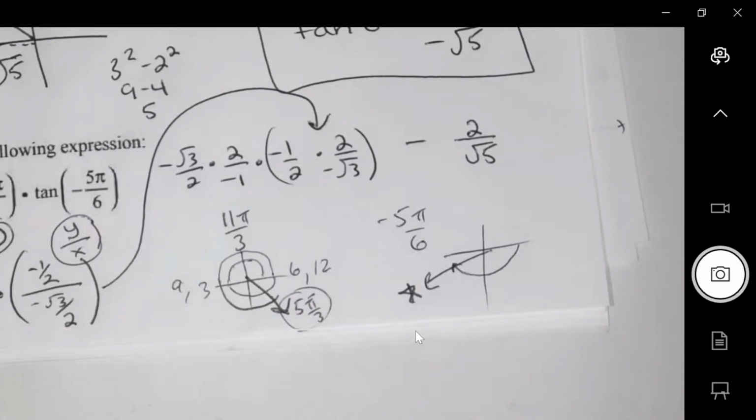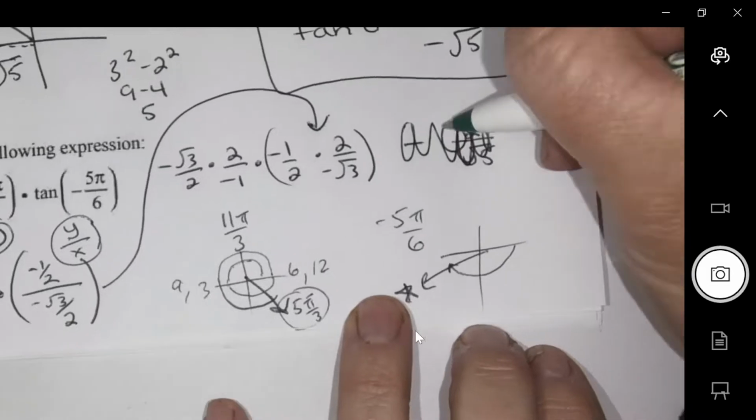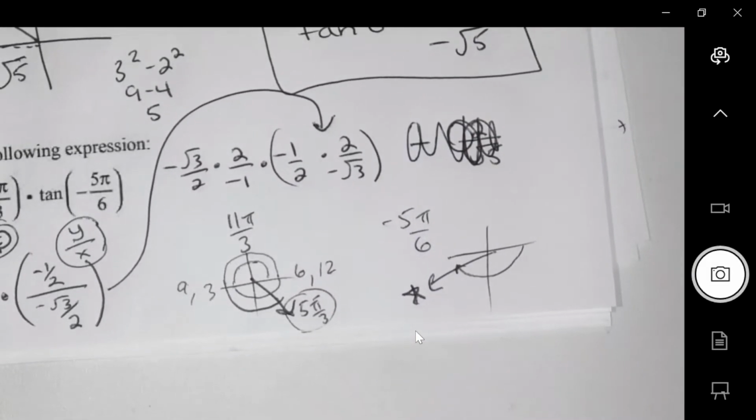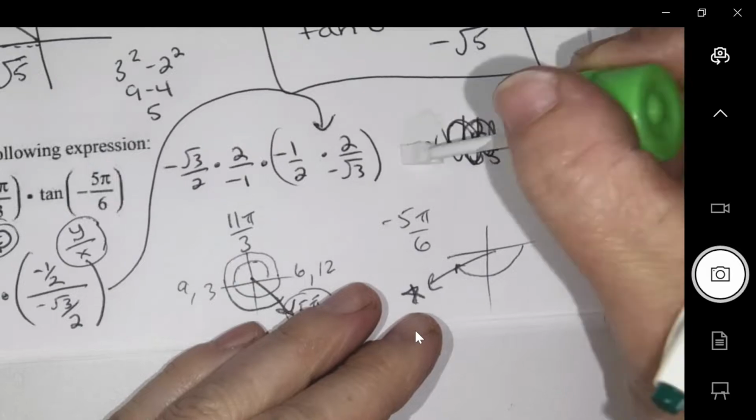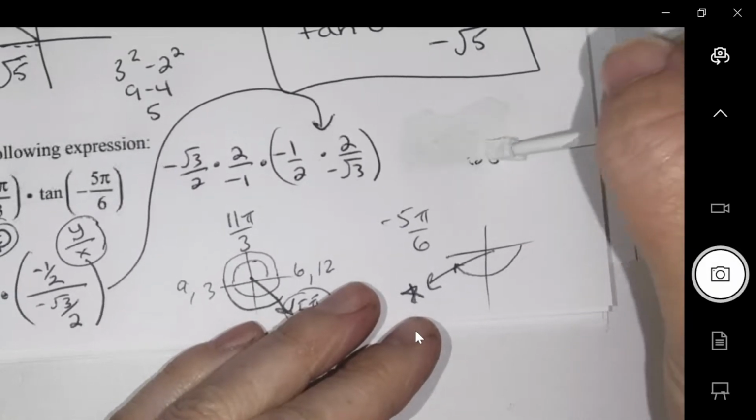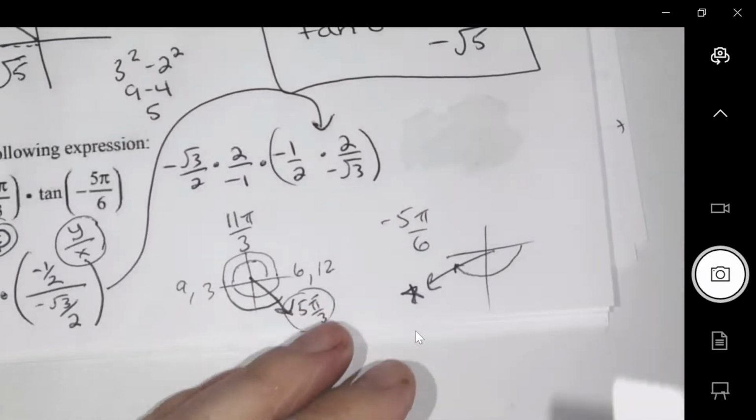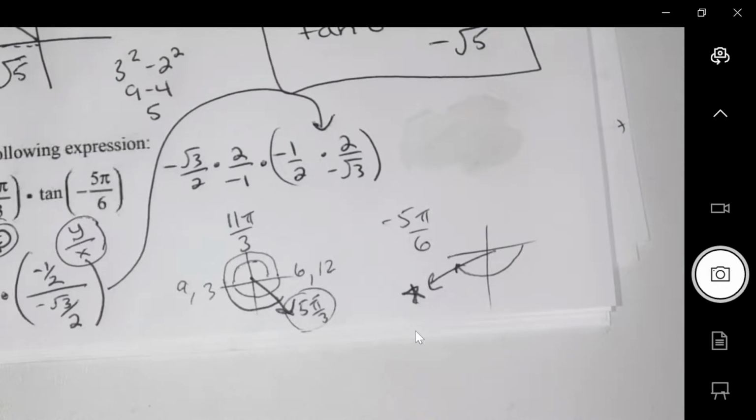Okay, can anybody tell me right now, is my answer positive or negative? What is it, positive or negative? How many negatives do you see? 4. 4 negatives make a positive. So my answer is positive.